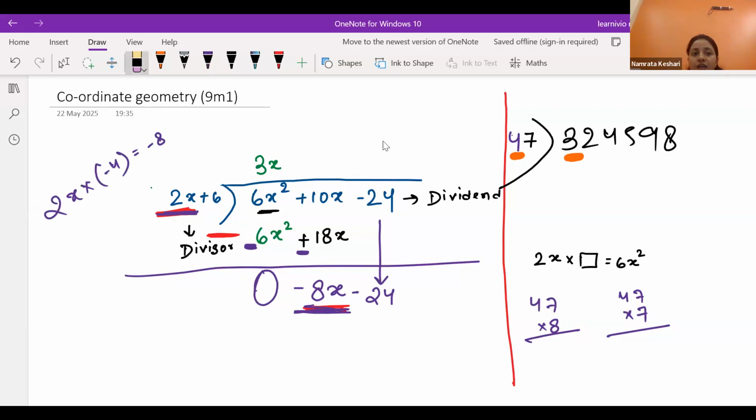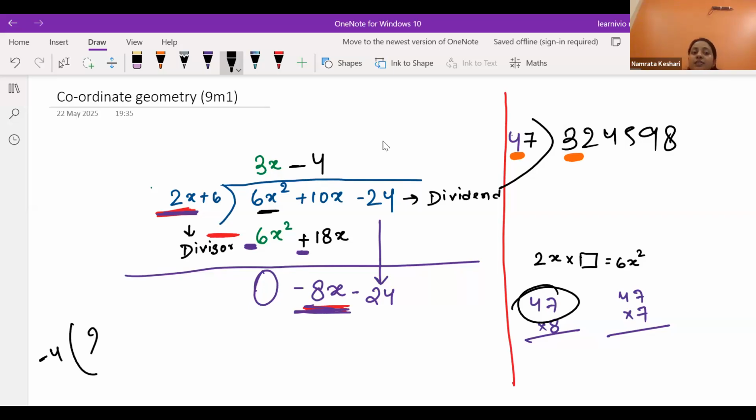Yes, ma'am. Minus 4 you need to write in the quotient part. And this time you need to multiply properly. The way there 47 you are multiplying, same way here properly you will multiply minus 4 with your divisor, that is 2x plus 6. Are you getting it? Yes. Okay, so you are getting minus 8x, great. And also you are getting minus 24.